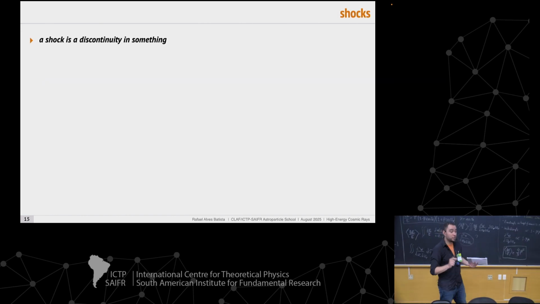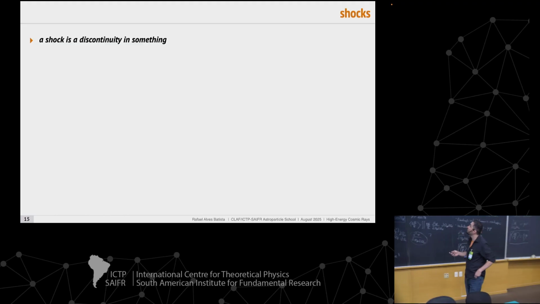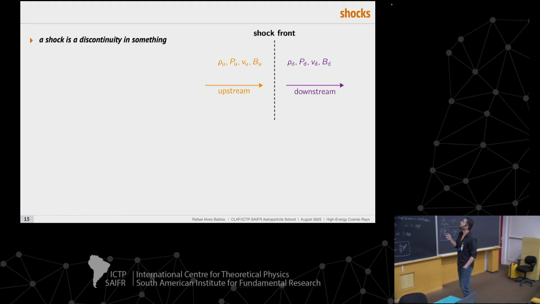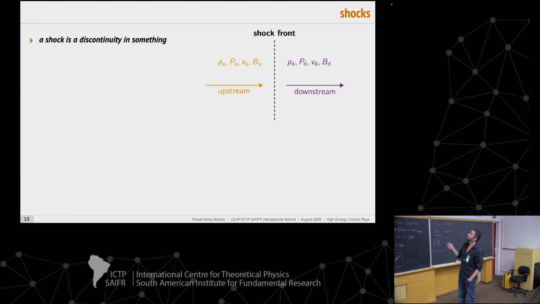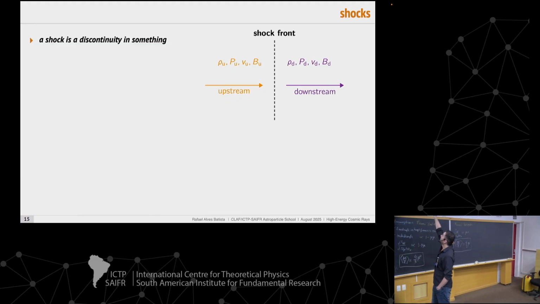So I mentioned shock. Let me explain what a shock is. I told you it's a discontinuity, so it's a shock front. You have what we call the upstream. So it's the shock moving, right? We have the upstream, we have the downstream of the shock. We have a density, a pressure, a velocity, and a magnetic field.